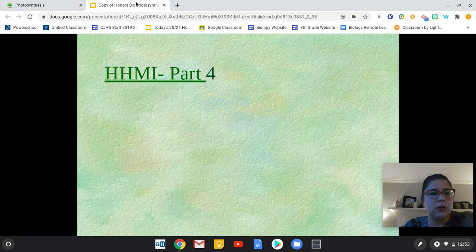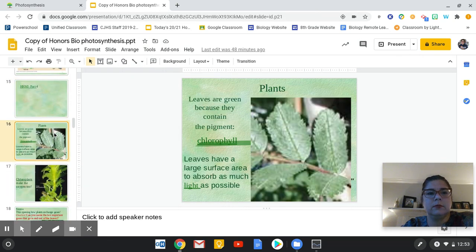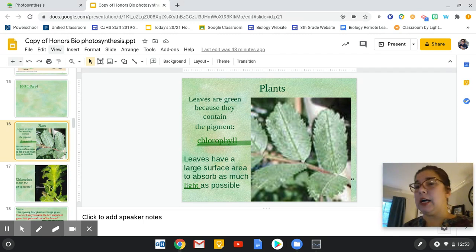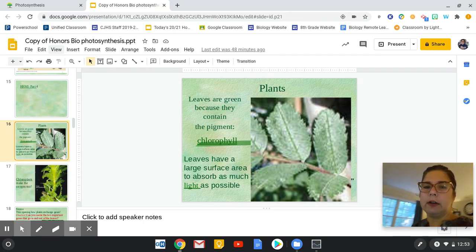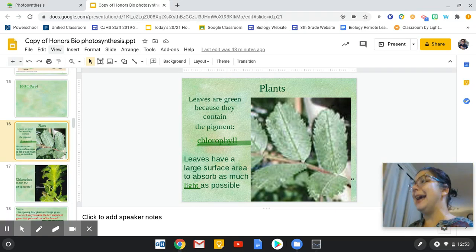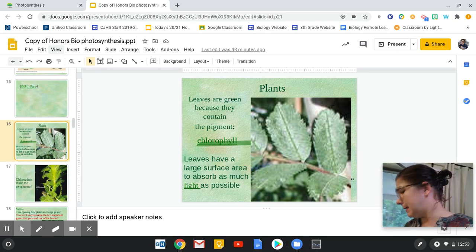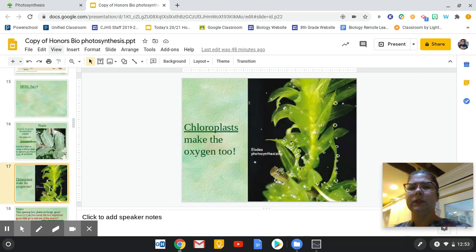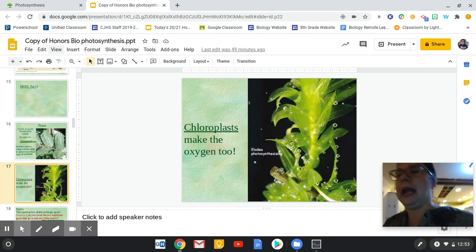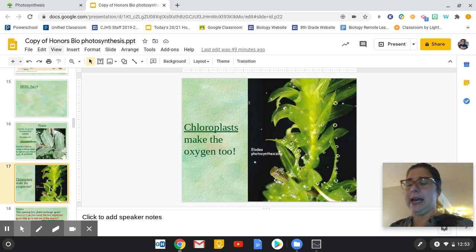Let's go back here. Okay, we're going to also take a walk because I have to let a dog in while we're doing this. Okay, so leaves are green, and we talked about this already because they contain the pigment chlorophyll. Usually leaves have a pretty large surface area because it's trying to absorb as much light as possible. The thing is that chloroplasts, in capturing this light and taking in the CO2, they also make oxygen gas. And we can see that. We can measure that. And there are experiments that do just that.